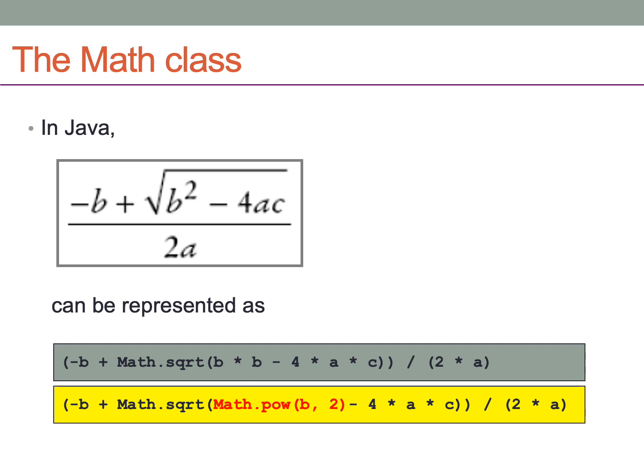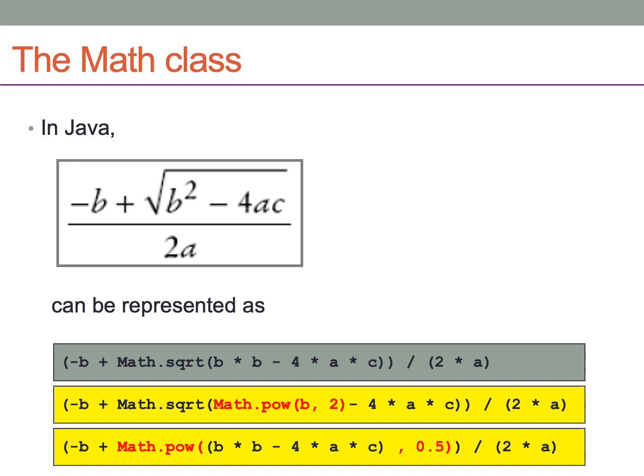For this formula, it can also be written slightly differently, such as instead of using b times b, we can use the power method. So we can write it as Math.pow(b, 2). Another option is instead of using square root, we can use Math.pow, where we use it to the power of 0.5. That is exactly the same as Math.sqrt. All of this will give the same result, only slightly different ways of writing and the use of the Math methods.